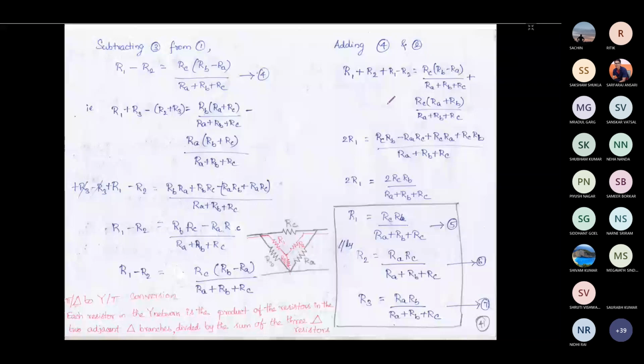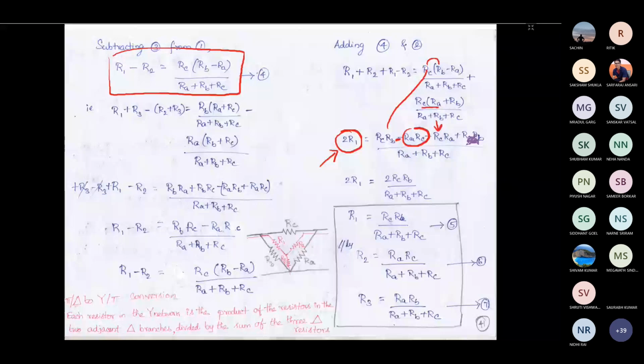So if I do addition of equation number 2 and 4, this is equation number 4, and in the previous slide we have equation number 1. I have just added them. If I add, I get 2R1 on the left hand side, whereas on the right hand side I can expand: RC into RB, that is given here, then RC into RA with a negative sign, mentioned here, then plus RC into RA, written here, then RC into RB, written here.